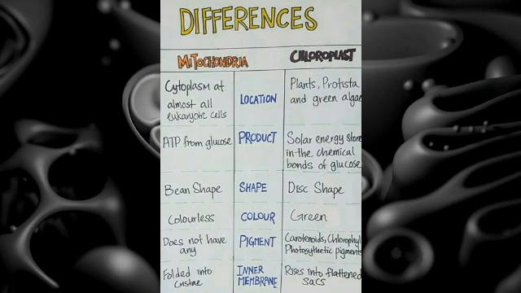Lastly, the inner membrane of mitochondria is folded into cristae, while the inner membrane of chloroplast rises into flattened sacs as thylakoid.